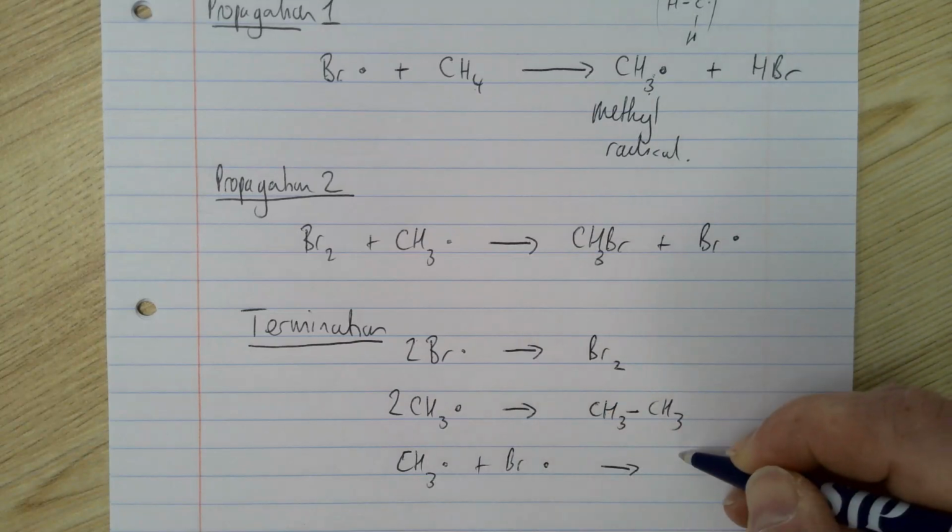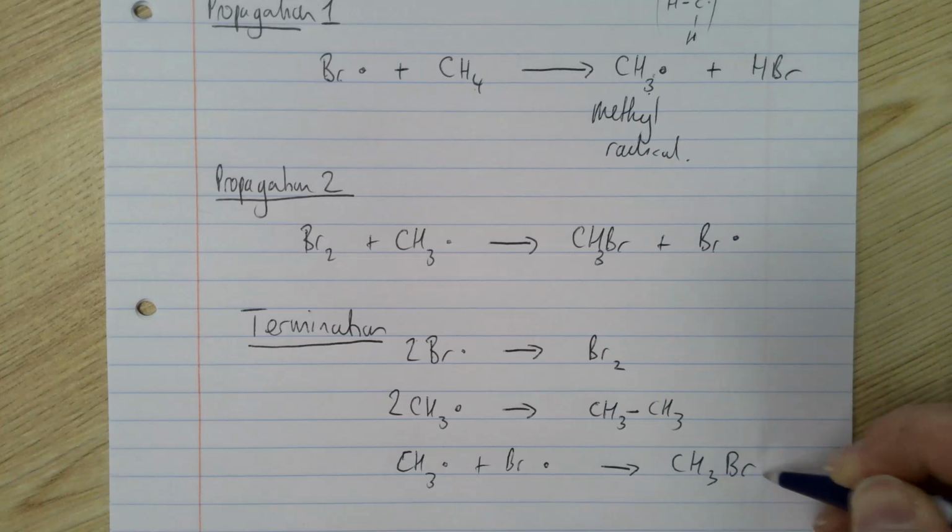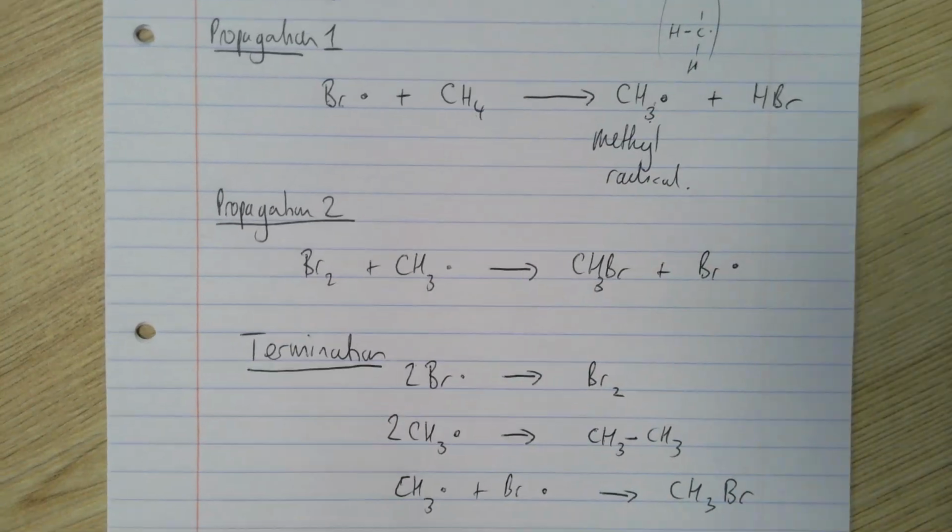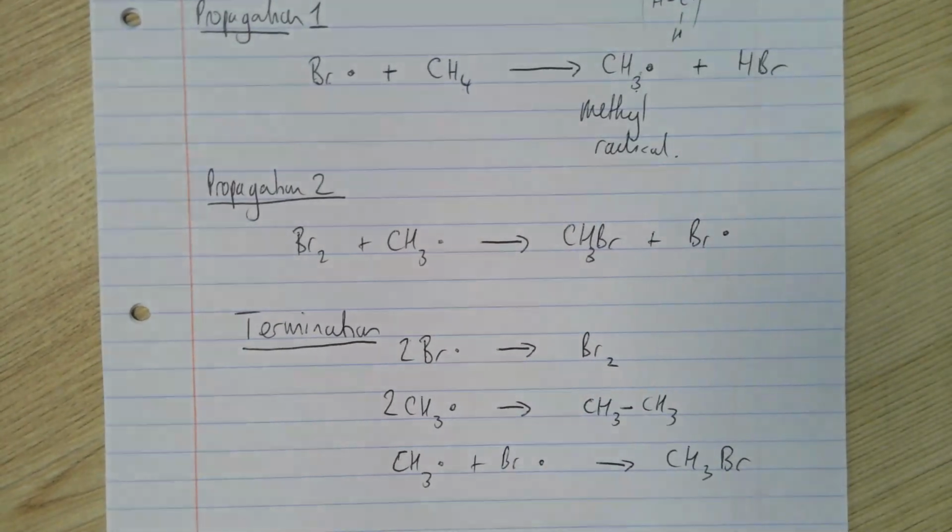Those reactions happen when we start to run out of the reactants, and these reactions start to slow down and eventually stop. So that's free radical substitution short. Hopefully that's helpful.